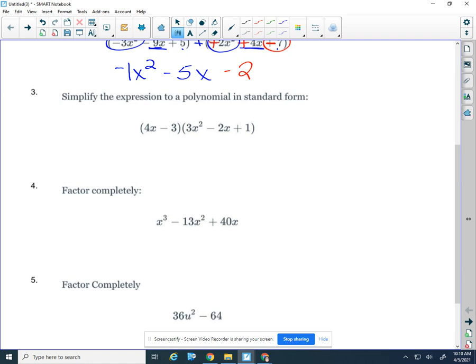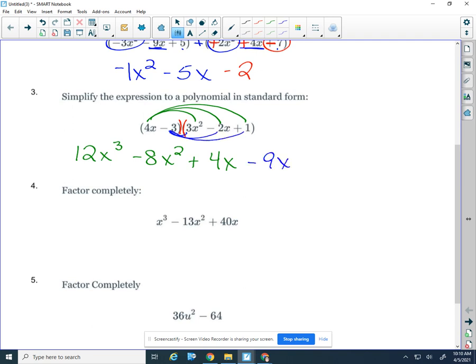Number 3, we are multiplying. You have your two polynomials, but there's no sign in between the parentheses, so that means you're multiplying. So we're doing double distribution. So I'm going to first distribute that 4x to everything. So I have 12x to the third. Multiply your coefficients, add your exponents, minus 8x squared plus 4x. And then I'm going to carefully distribute my negative 3 to each term in the second parentheses. Minus 9x squared plus 6x minus 3.